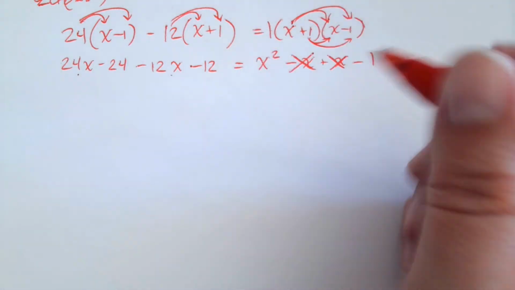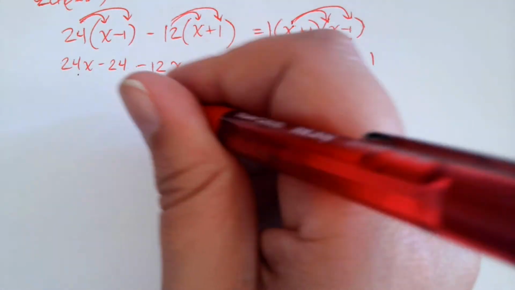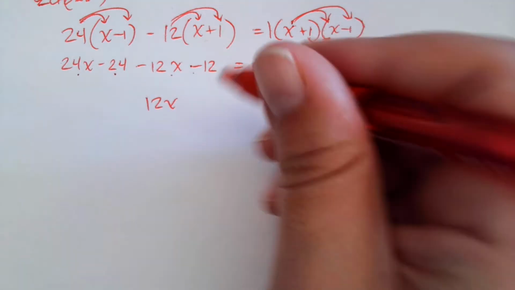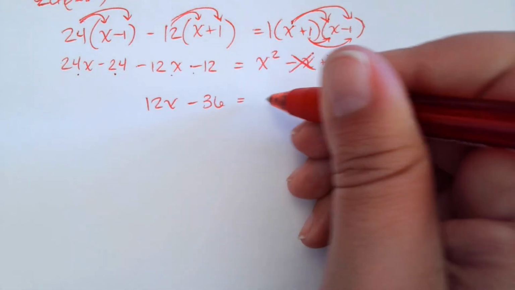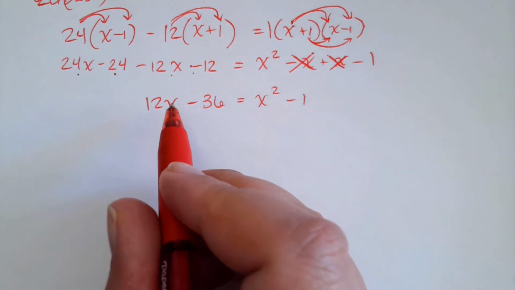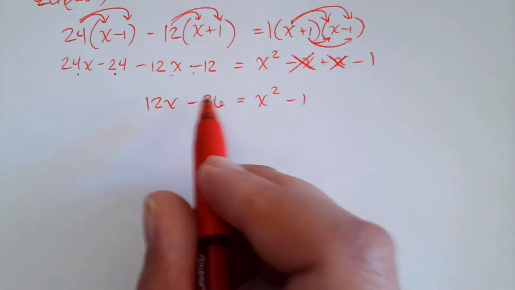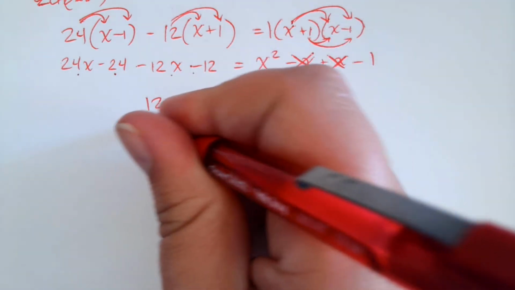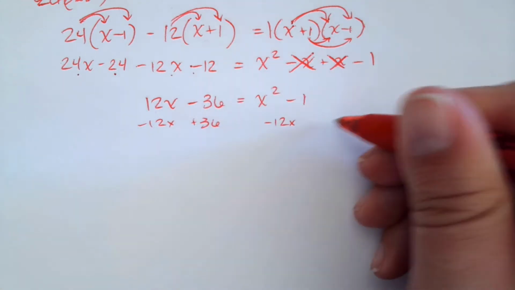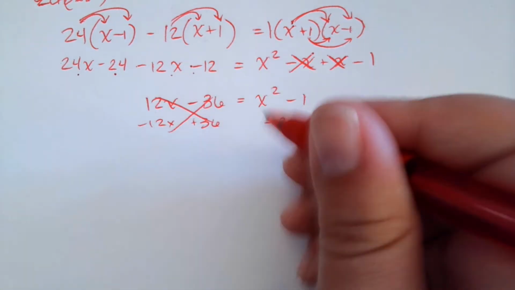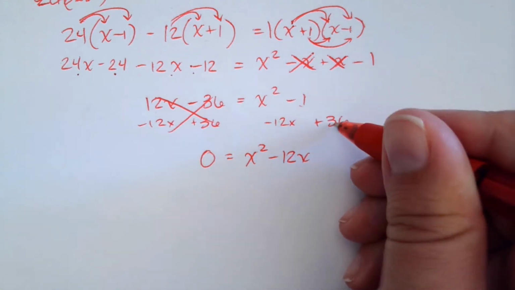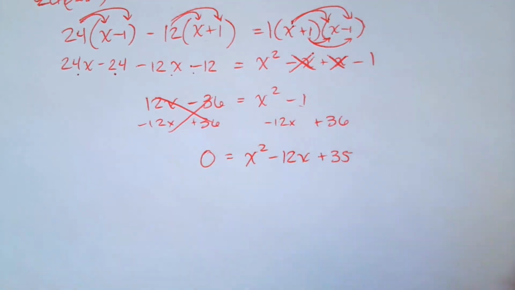24x minus 12x. Let's do some simplifying. So 24x minus 12x is 12x. Negative 24, negative 12 is minus 36 equals x squared minus 1. Like I said, let's move it all over to this side. So subtract 12x over, add 36 over. Gone. 0 equals x squared minus 12x. Negative 1 plus 36 is plus 35.